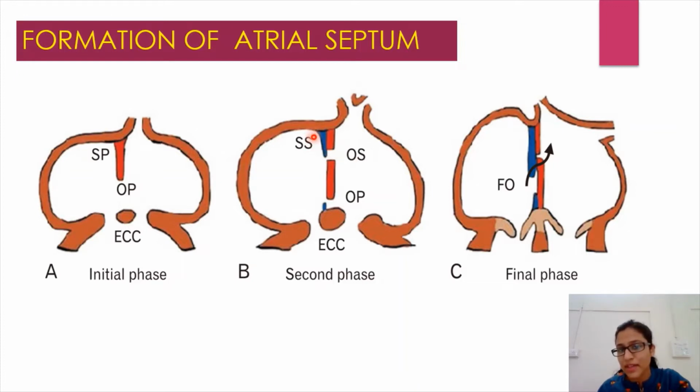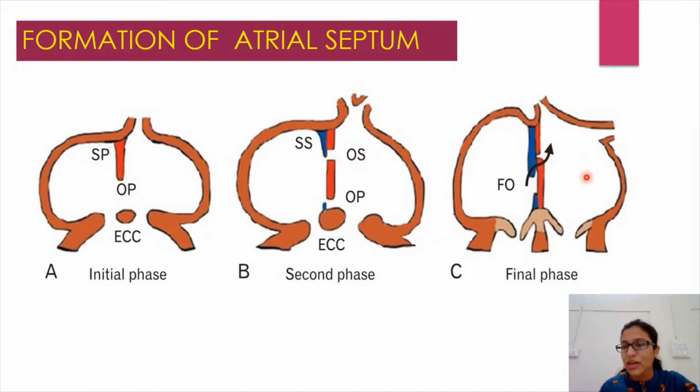At the same time, there is another septum which comes down from the roof that is called the septum secundum, the one shown in blue. It comes on the right side of the septum primum. It grows all the way down up to the tip of this septum primum. And the blood flows from the right to the left through this opening, that is the foramen ovale.